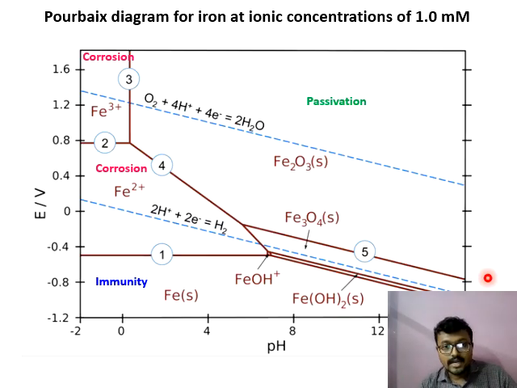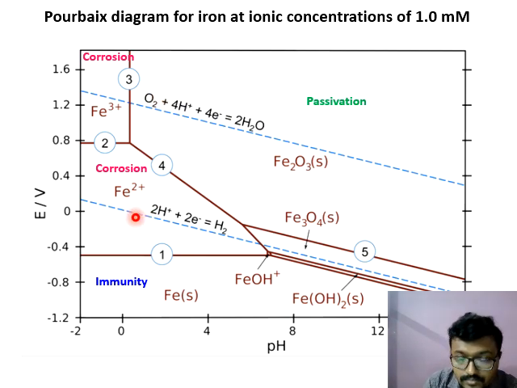And here we are getting two dotted lines. This is one dotted line, this is another dotted line. These dotted lines indicate two reactions, the water hydrolysis reactions. During corrosion in water, we have seen the hydrogen evolution reaction and the oxygen absorption reaction. So these two reactions are represented by these two dotted lines, right?